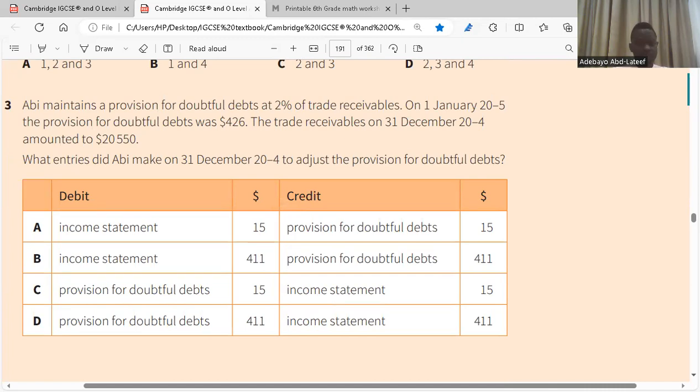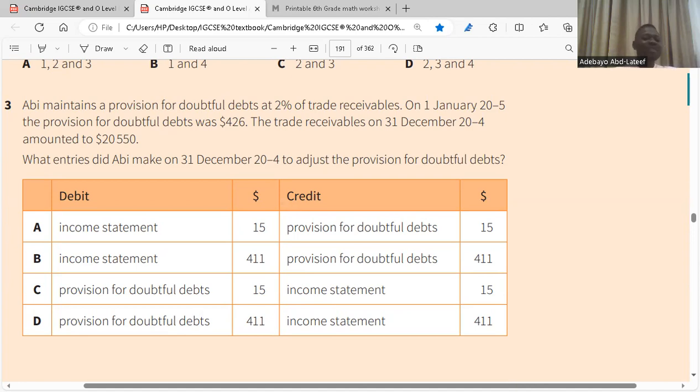410. 2% of 20,550 is 410. Are you sure it's 410? 2 divided by 100 times 20,550. It is 411. I multiplied it by 2 and then divided by 100. It's the same thing. 411, right? Yeah, 411.